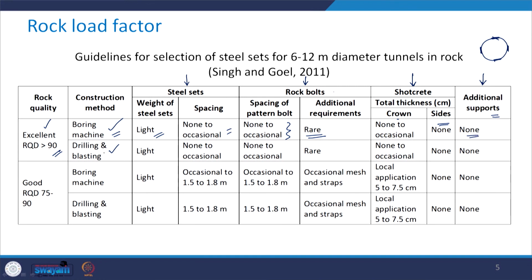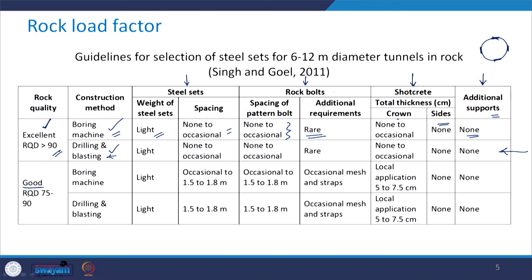If we take the other method, that is the drilling and blasting method, in that case everything remains the same. That means that when you have excellent rock quality, whether you go for a tunnel boring machine or drilling and blasting, it does not make much difference as far as the decision on the various support systems is concerned.